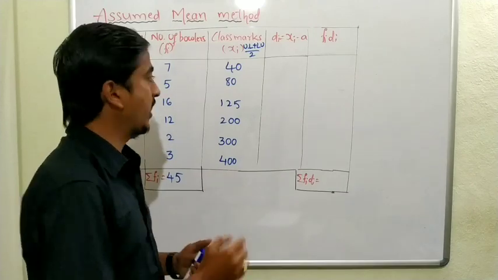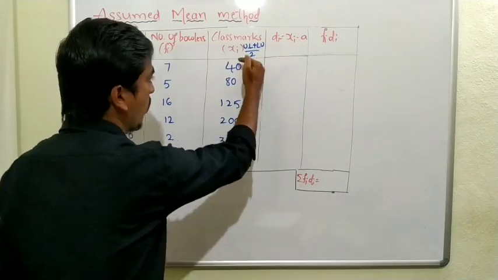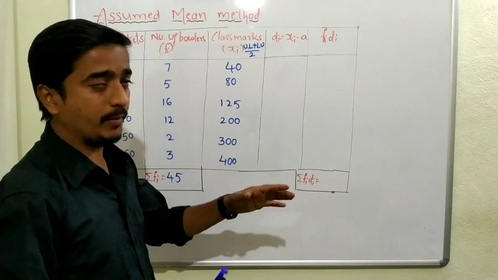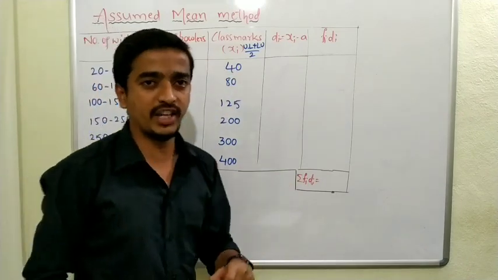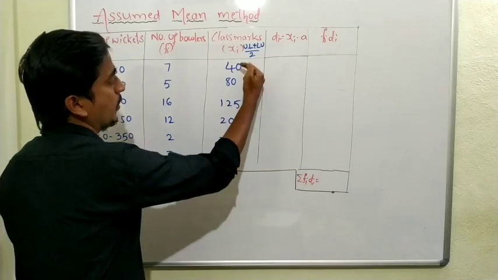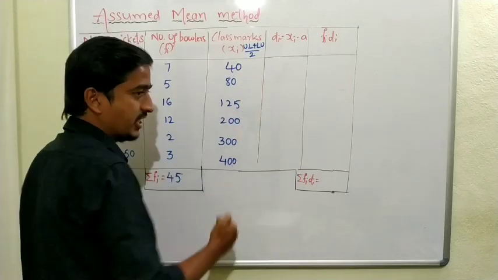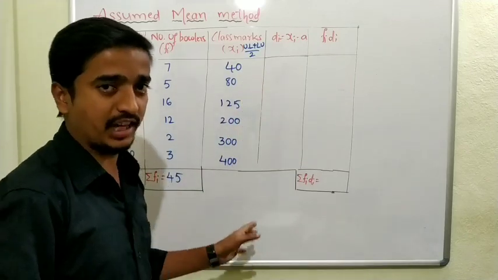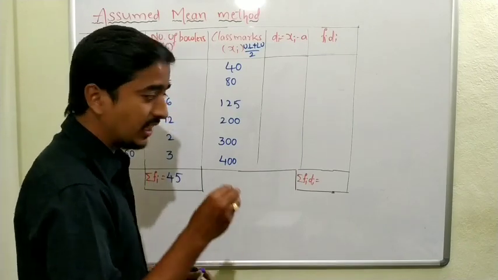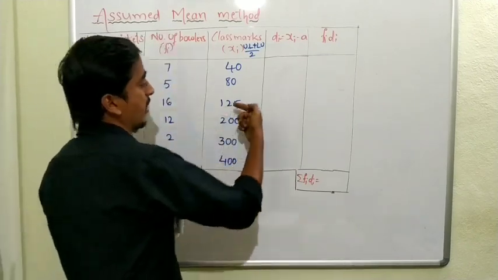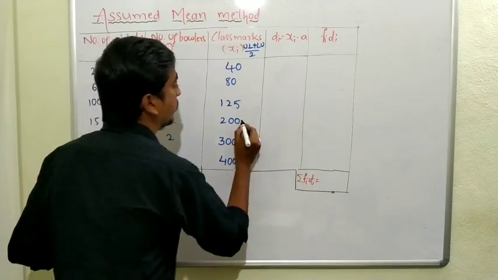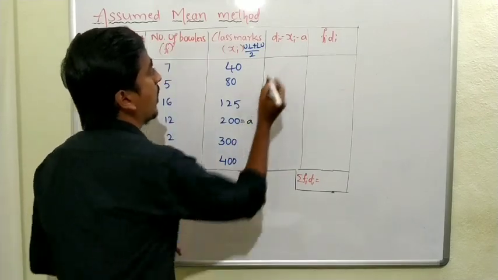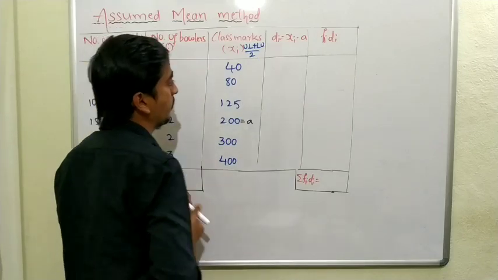Now we have to take the assumed mean, A. To take the A value, we need to take the central value of xi. So, what is the central value here? 1, 2, 3, 4, 5, 6. It is an even number of observations. In the even number case, we can take either 125 or 200. Here I am taking 200. So, the assumed mean A is 200.